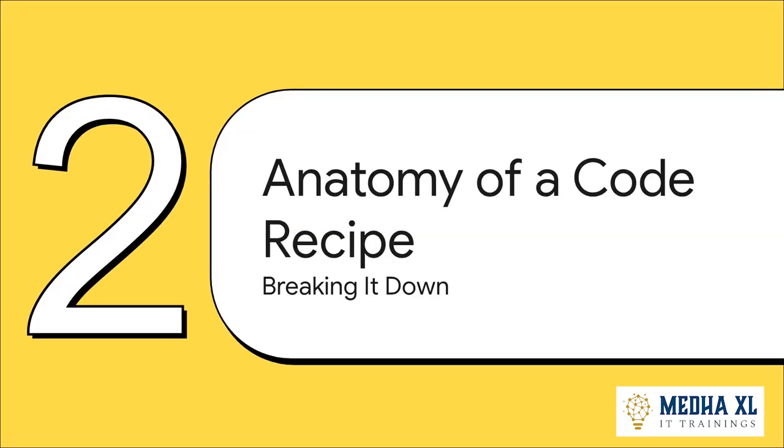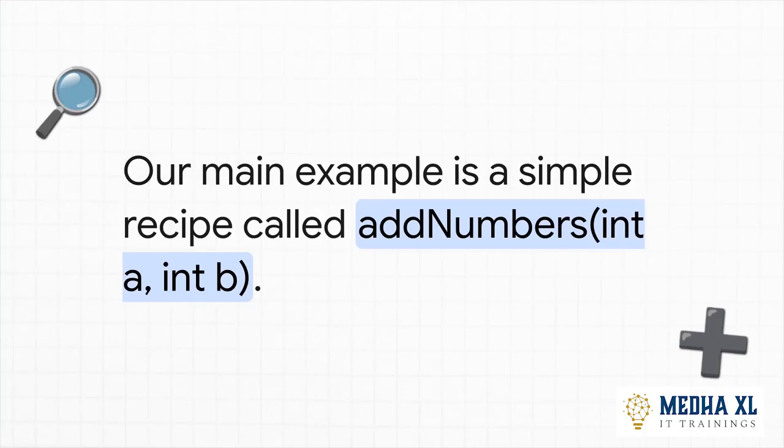All right, so if a method is a recipe, what's in it? What are the parts? Let's go ahead and break down the anatomy of our code recipe and see how it's all put together. And don't worry, it's way simpler than you think. We're going to use a super simple recipe for our example today, and we'll call it addNumbers. As you probably guessed, its only job is to add two numbers together.